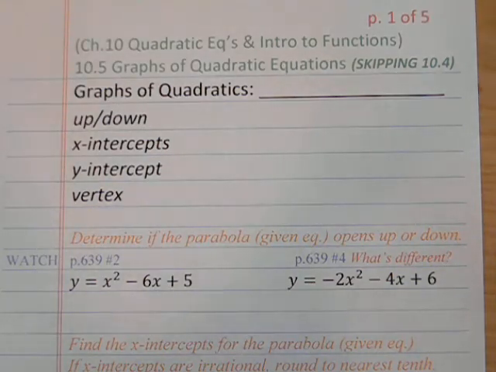All right, 10.5 is graphs of quadratic equations. If you've done a little bit of plugging in and creating graphs, what you should be gathering out of 60 and 65 is that certain equations have certain pictures that go with them.